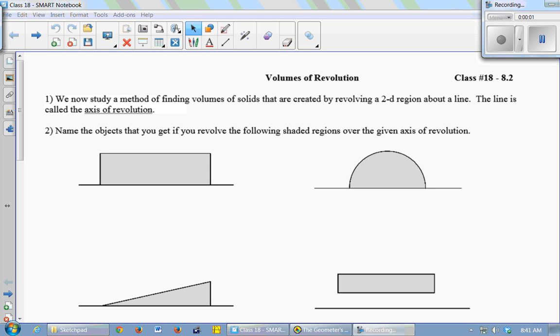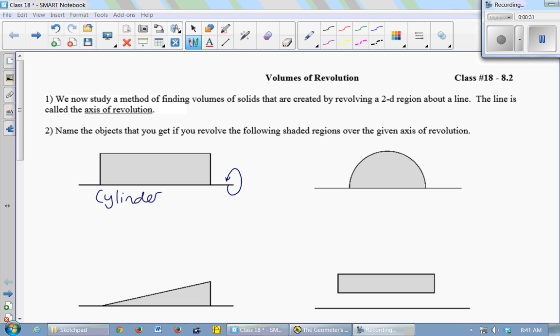We're going to study a method today of finding volumes. These solids that we're going to find the volumes of are created by revolving a two-dimensional region about a line. And the line is called the axis of revolution. So if I take this rectangle and imagine revolving it about that line, what kind of three-dimensional shape am I going to create? Cylinder, yeah.